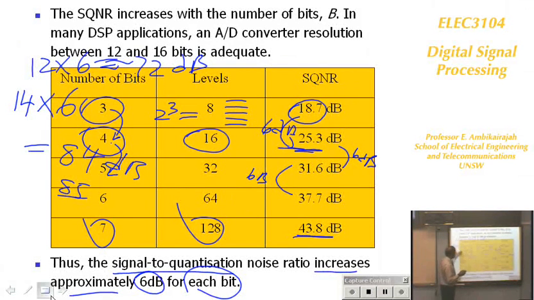So as the number of bits increases, the quality increases. But you will find with the 14 bits in a compact CD sample representation, the quality is extremely high. You don't need to go anything further than that.